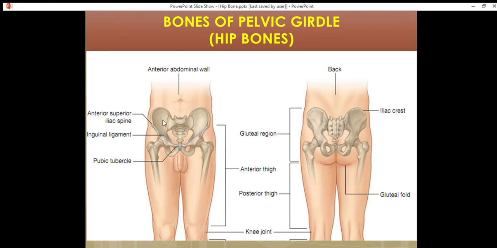So the weight of the upper limbs and head and neck and the trunk region is transmitted to the pelvic girdle, and here then the weight is divided into two halves and distributed to each of the lower limb. The vertebral column is going to transfer the weight through the sacroiliac joint to the pelvic girdle, and the pelvic bones or the hip bones are going to transmit this weight through the hip joint to femur and then onwards to tibia and then the bones of feet, through which the weight will be transmitted towards the ground.